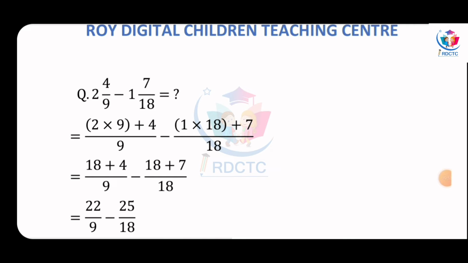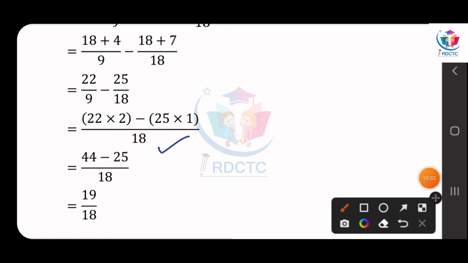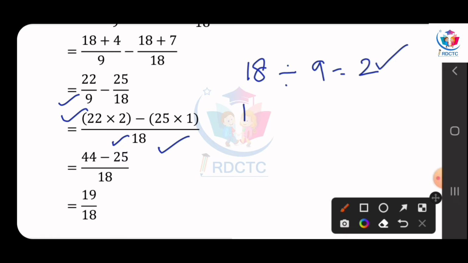After getting the LCM, we write our LCM in the denominator part. Now we have to divide the LCM by the given denominators. We divide 18 by 9 first and we get 2. Now we have to multiply 22 into 2. Then we divide 18 by 18 and we get 1. Now we multiply 1 with 25. 22 2s are 44 and 25 1s are 25.